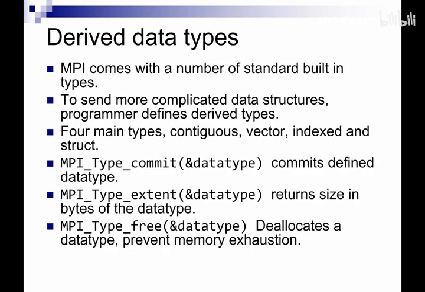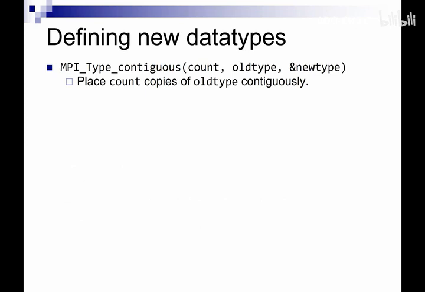Now let's look at how to create these different data types. We have four types: contiguous, vector, index, and struct. Contiguous is pretty simple. You start out with some basic data type, let's say floats. Now suppose you want to define a new data type which has 4 floats. Then we're just going to place the 4 floats contiguous to each other, which means we put one right after the other.